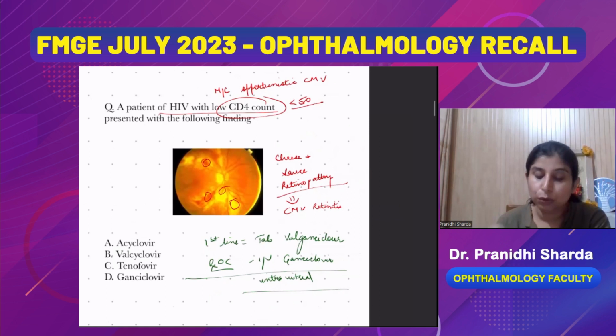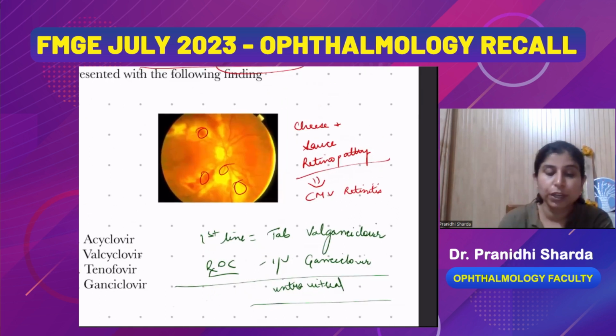And here, out of these two options, we were given only one option, that was ganciclovir. So the option becomes ganciclovir automatically. Okay, so it is intravitreal ganciclovir as a part of CMV retinitis.